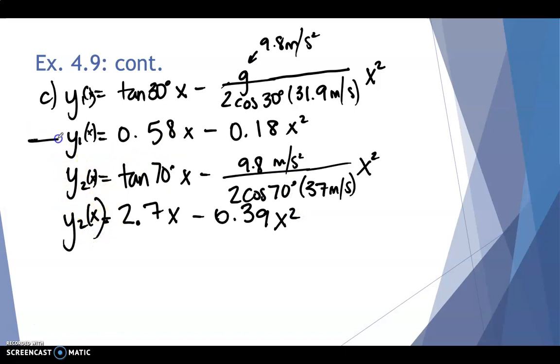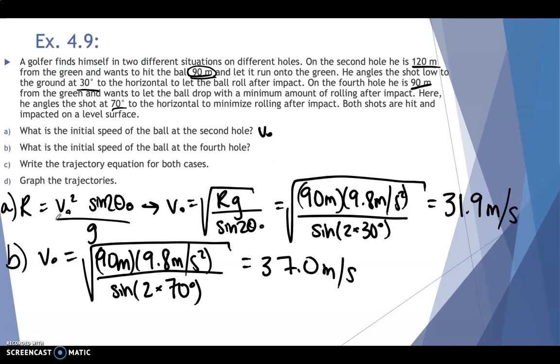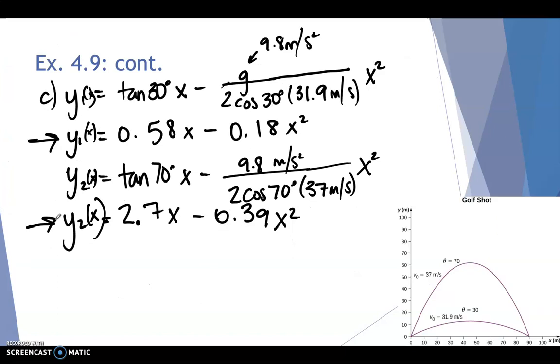So now we have our two equations that describe the projectile, or the trajectory. And it asks to graph both of these trajectories. I'm not going to do that, but I'm going to go ahead and show you what the book has. So this is our two trajectories, in order to get to that same spot here. So this is just using some type of graphing program, just like Excel or Google Sheets or something, to graph these equations.